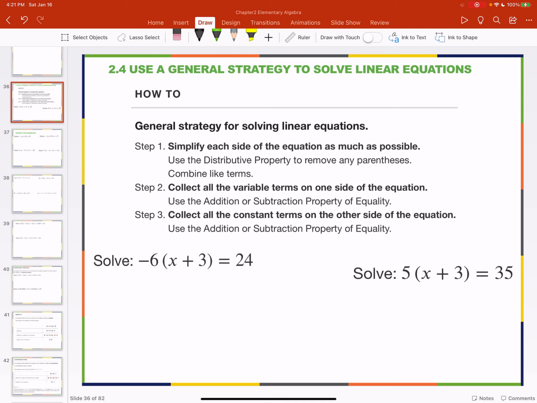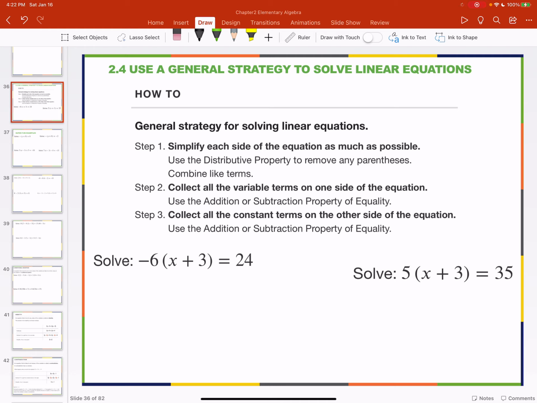The first step would be to simply simplify each side of the equation as much as possible. You can use the distributive property to remove parentheses, combine like terms, whatever you need to do until you cannot simplify each side anymore. The next step is to put all the variable terms on one side of the equation using the addition or subtraction property of equality. And then finally, get the constant terms on the other side, and then get the variable by itself by dividing. So let's go ahead and do an example.